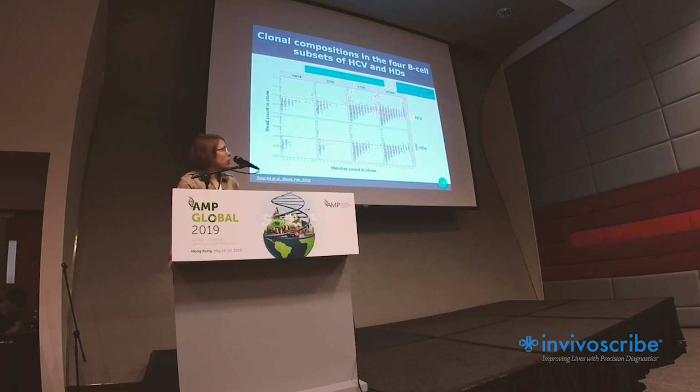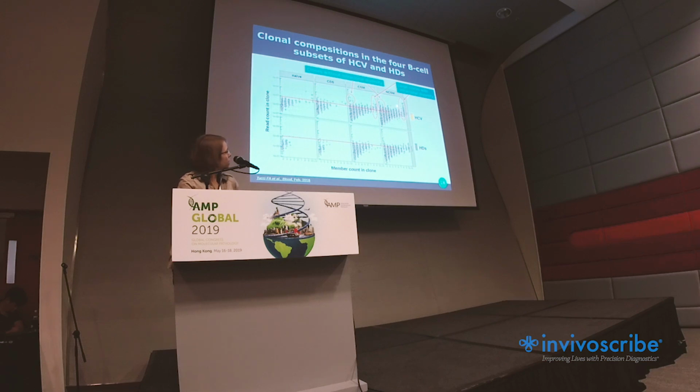Then we analyzed the clonal composition. Here you can see on the x-axis the member count in clone, and on the y-axis the read count in clone. So this is the size of the clone and how many reads we had in there. Also, as expected for the naive and CD5 positive ones, many small clones with low numbers, and for the memory ones, larger clones with more numbers.